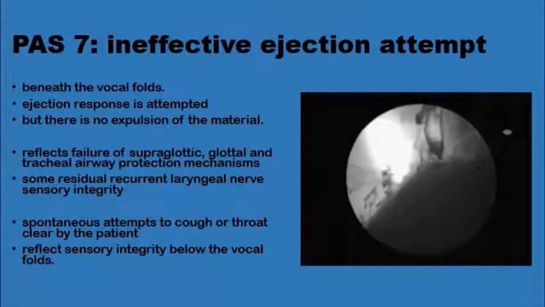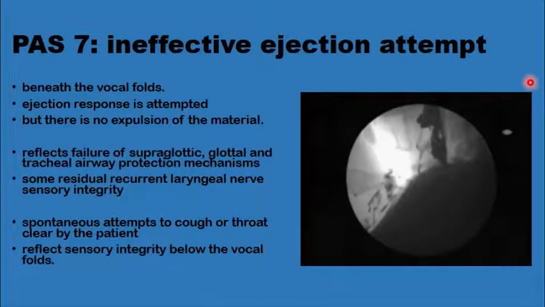Level 7 is similar to level 6 in that the aspirate material passes the vocal fold level into the trachea. It's also similar to level 6 in that there is an attempt at coughing up the material back into the larynx, but different to level 6, the cough response is not effective, and therefore a residual amount of the material remains in the trachea despite the effort at clearing it.